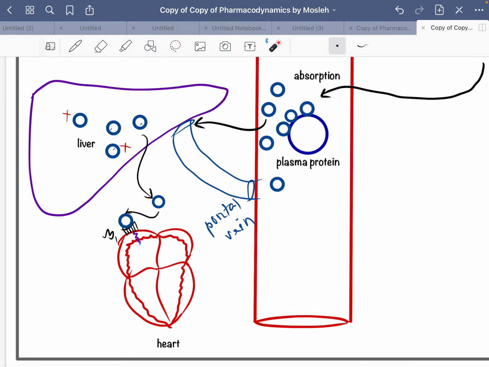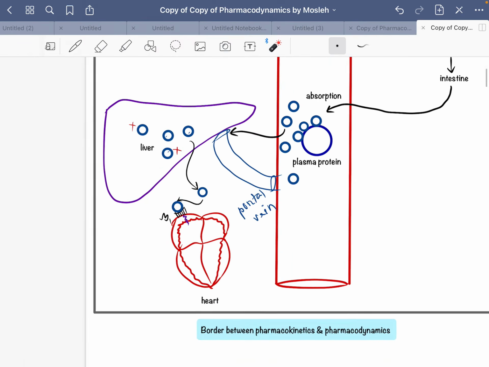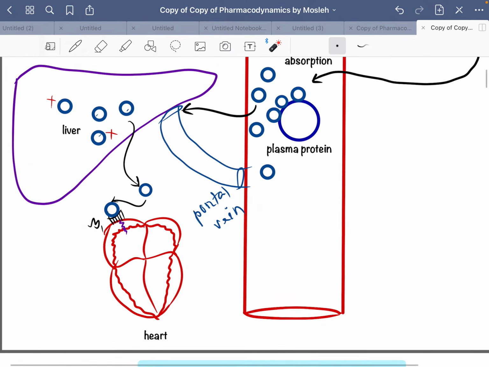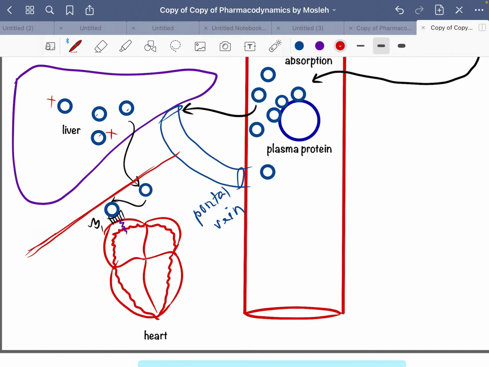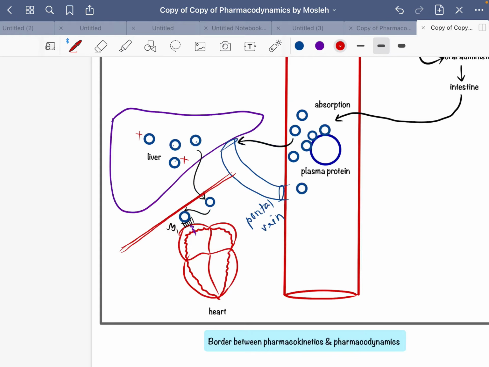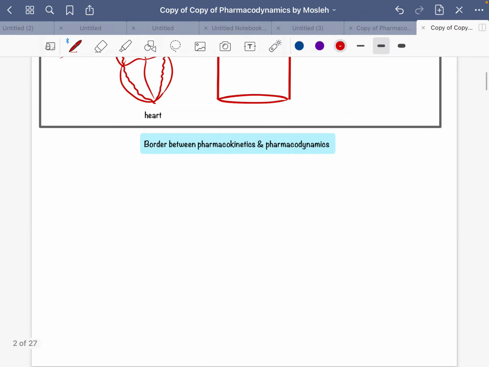That means everything that has happened before the receptor is known as pharmacokinetics, and everything that will happen after binding of the drug with its receptor is known as pharmacodynamics. So this is the border between pharmacokinetics and pharmacodynamics. This is the basic conception. Now come to the point.